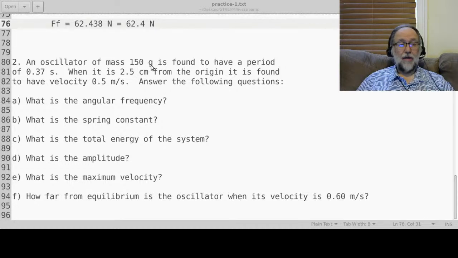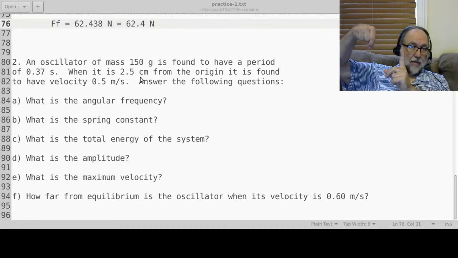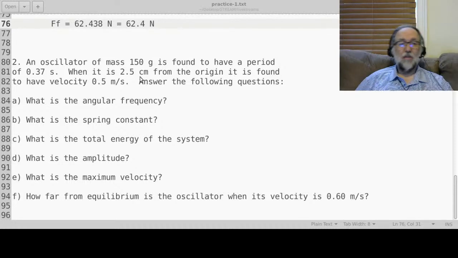So an oscillator with a mass of 150 grams is found to have a period of 0.37 seconds. A period is if it starts at one endpoint, goes to the other one, and then back again. That full cycle takes 0.37 seconds. When it is 2.5 centimeters from equilibrium, so equilibrium is in the middle and it's displaced to one side and to the other, it is found to have a velocity of 0.5 meters per second. And so it then answers the following questions.